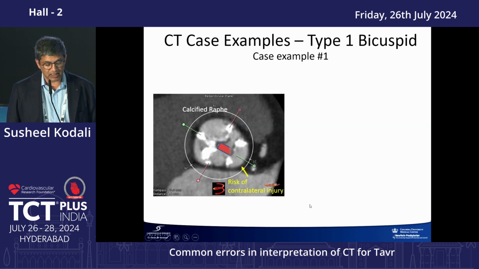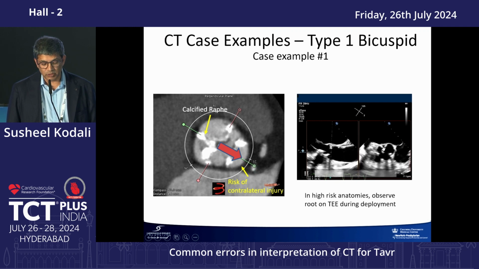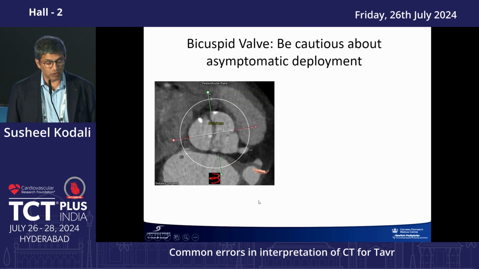They're a big problem because they tend to deform the valve and push it in the opposite direction here towards the left coronary cusp. And in a high-risk patient, use of TEE and looking at the calcium and how it pokes into the root as the balloon goes up can be useful as well. And sometimes this fused raphe doesn't have calcium on it. And you see it's, again, non-right fusion, not much calcium.